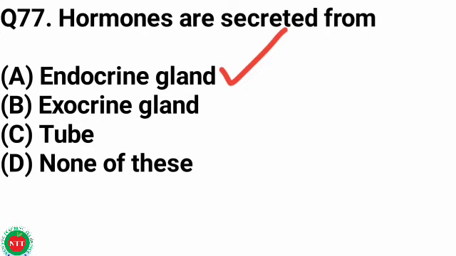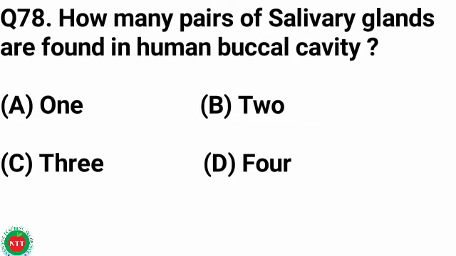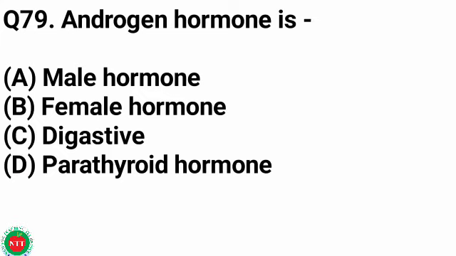Question number 78. How many pairs of salivary glands are found in human buccal cavity? 1, 2, 3, 4. And the right answer for this question is option C, 3. Question number 79. Androgen hormone is male hormone, female hormone, digestive hormone, parathyroid hormone. The right answer for this question is male hormone, A.